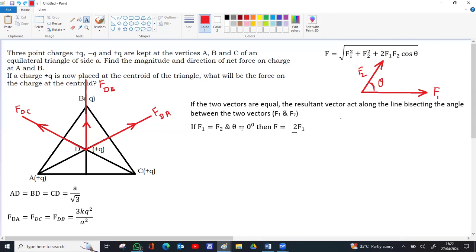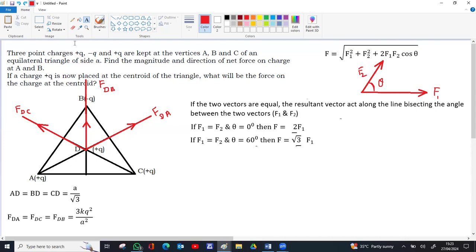Now if the two vectors act at 60 degrees and they are equal, F1 and F2 are equal and theta is 60 degrees. So F1 square, F2 also will be F1 square, 2 F1 F2 both are F1, so F1 square, and cos 60 is half. So half and 2 get cancelled. So F1 square, F1 square, F1 square, 3 F1 square, and F1 will come outside. So root 3 times F1. So if two vectors are equal and the angle between them is 60 degrees, the resultant will be along the bisector of F1 and F2, whose magnitude is root 3 times one of the two vectors.